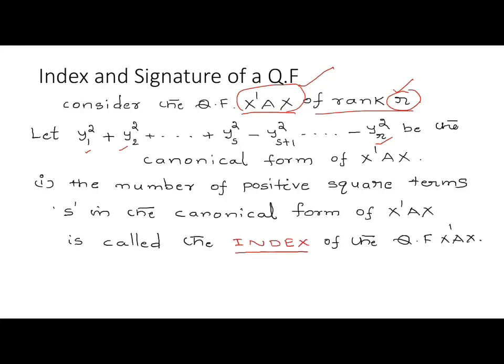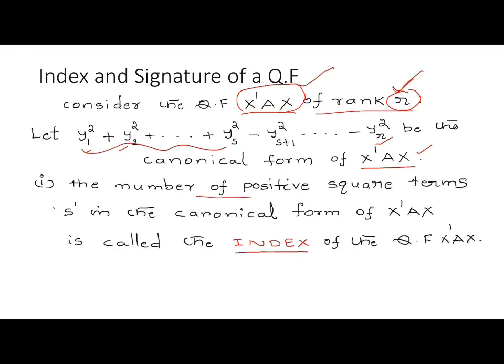Okay. So this is the canonical form of x transpose X. Here we have a combination of positive terms as well as negative. Total terms are R, that is nothing but the rank of the quadratic form. And up to this, all are positive terms. That is, S terms are there which are all positive terms. So that is called the index. So that is the definition.